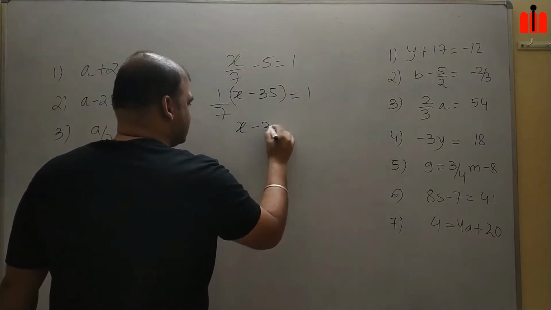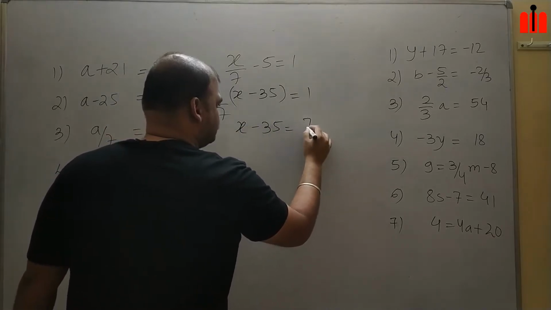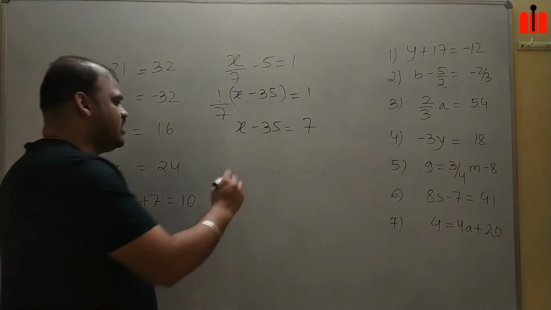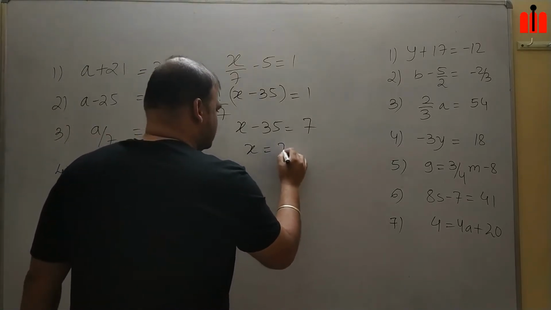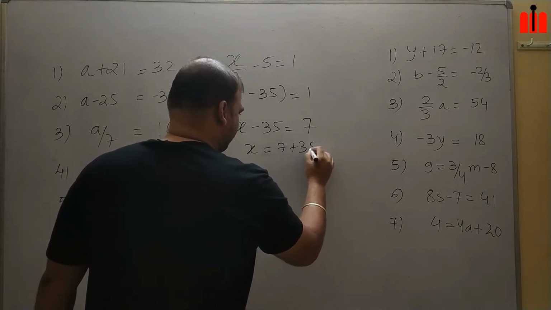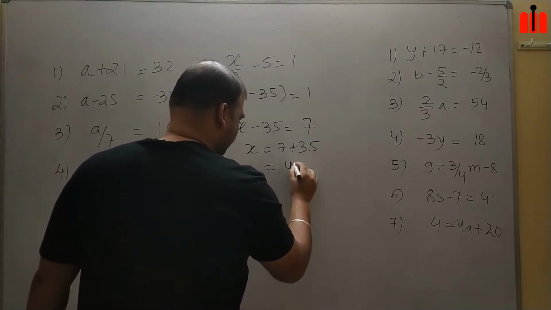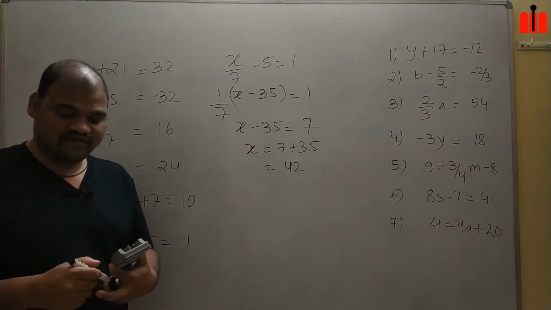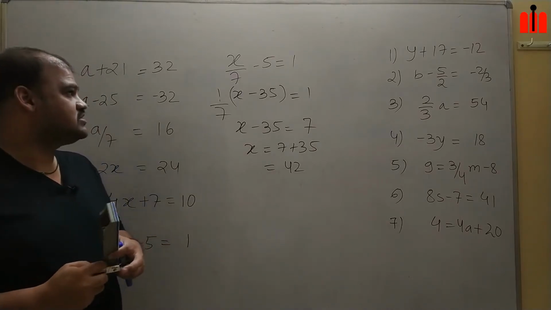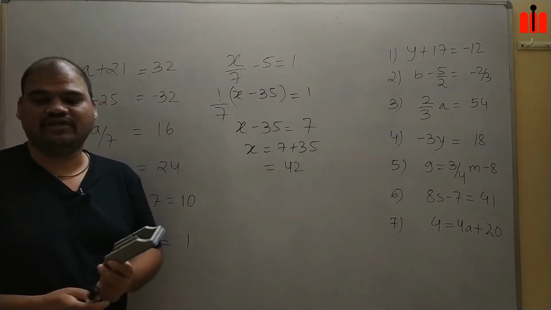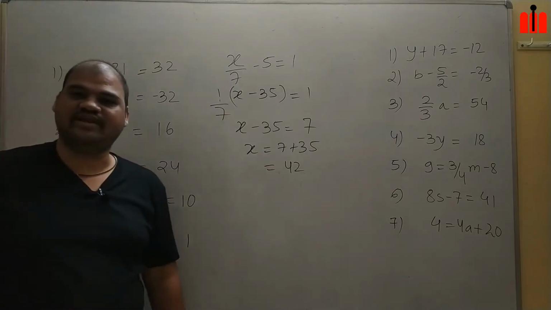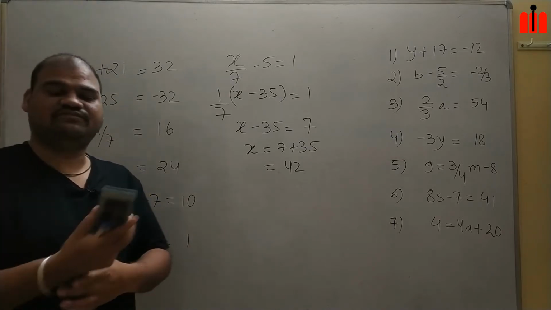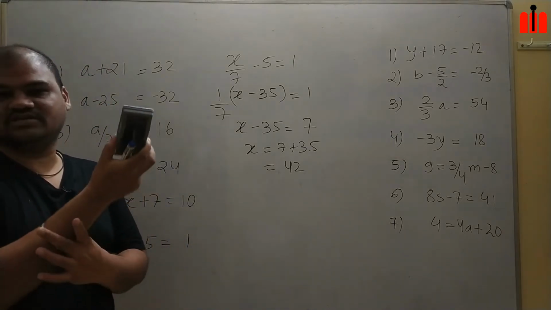So x minus 35 will be equal to 1 into 7, it is 7. Okay, x equals 7 plus 35, which is equal to 42. Are you getting it? So what had we done in this problem? First, we transferred minus 5 to the RHS. We got x by 7 equals 6. Now 7 is in LHS. We shifted it to RHS. So 7 into 6, which is 42.